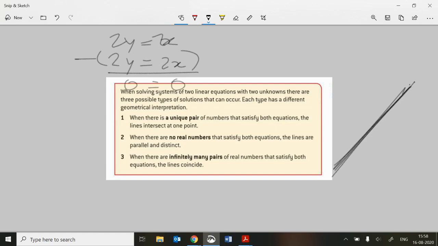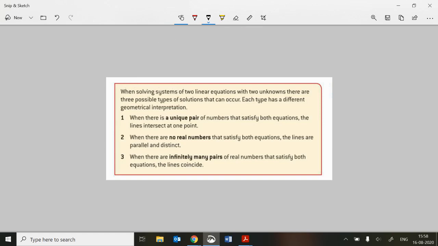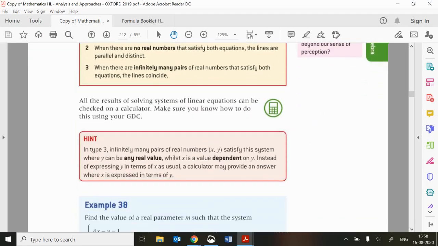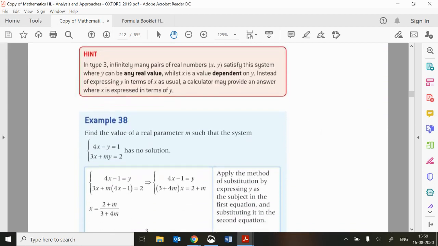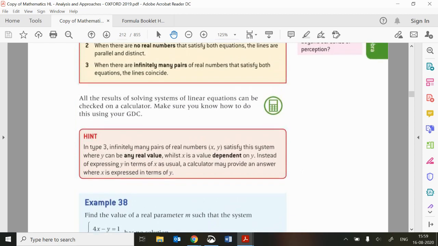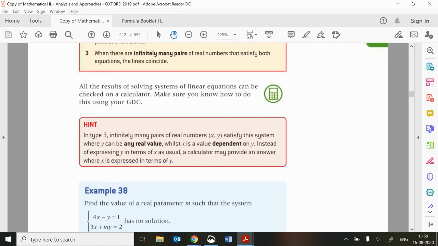Right, now that's pretty straightforward to start off with, but obviously the questions get considerably harder. That's the idea. Okay, what's the hint say? The hint says in type 3, infinitely many pairs of real numbers satisfy this system where y can be any real value whilst x is a value dependent on y. Instead of expressing y in terms of x as usual, a calculator may provide an answer where x is expressed in terms of y. Okay, so they're just talking about how a calculator might try and solve this.